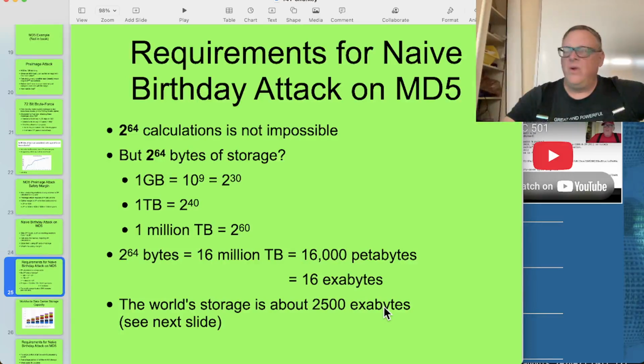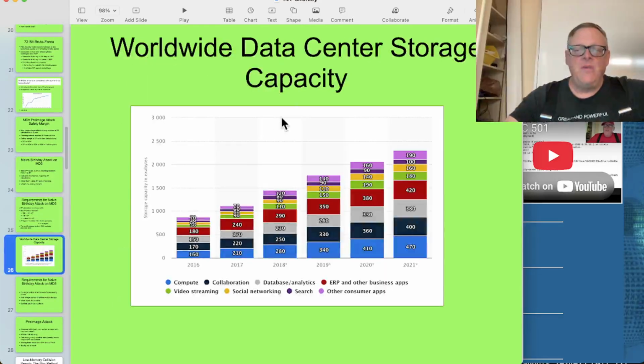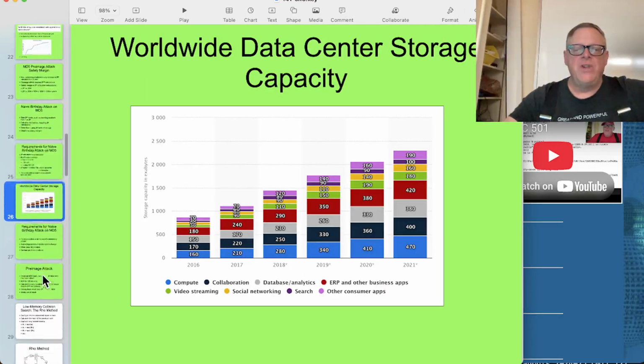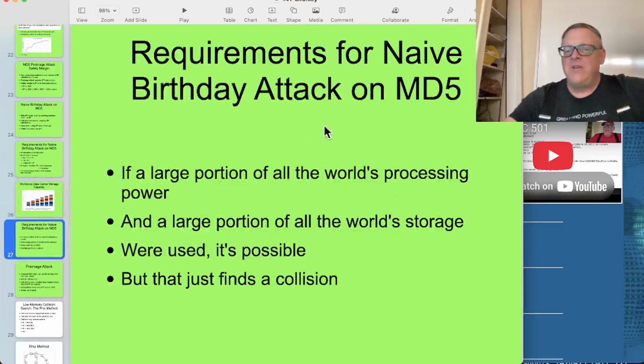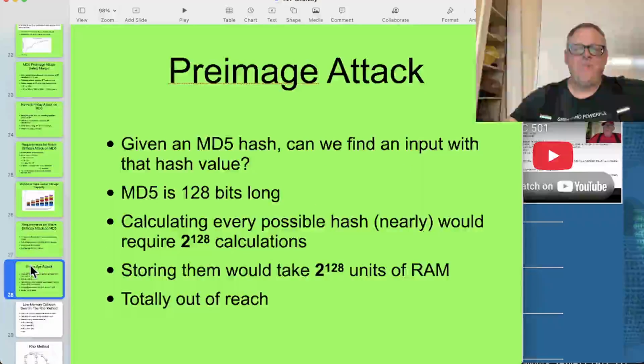No reasonable attacker can do it, like a reasonable crime gang or something, but a really powerful nation state, like the United States NSA, if they really wanted to, could probably do it. It would be huge, like a moonshot, but in principle it could be done. So here's a measurement of the worldwide storage capacity to find out if that's possible. If your attacker is so motivated that they're willing to invest that kind of resources, then that could be done. But that would just find a collision.